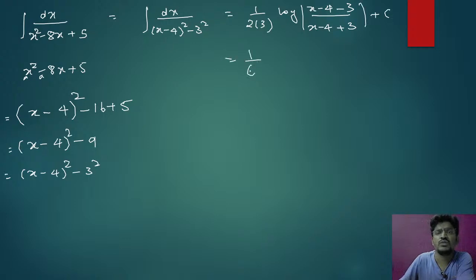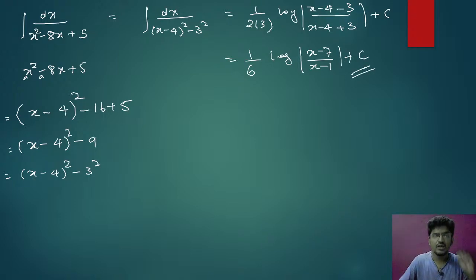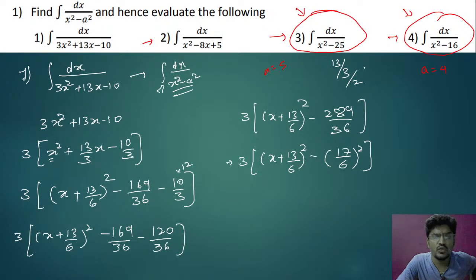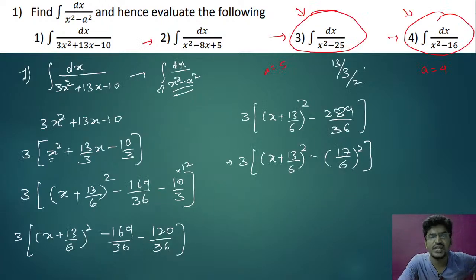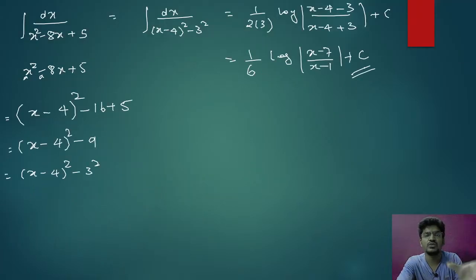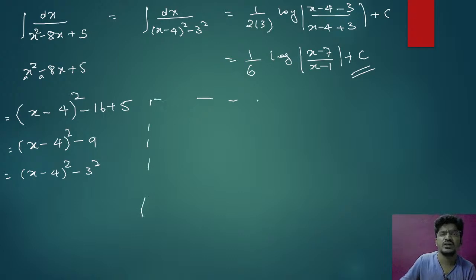So this will be 1 by 6 log of mod of (x minus 7) divided by (x minus 1) plus c. This is your answer. Clear? So once you understand the problem, it is very simple. Here you have so many points to understand, so that's why it went this long. Once you understand the problem, see how it will become very short. Clear?